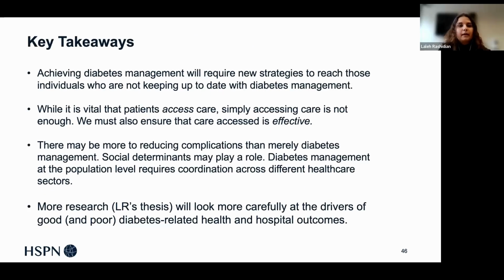So overall, in order to achieve diabetes management in our population, we will require new strategies to reach those individuals who are not up to date with their diabetes management. It's vital that patients access care, but we must make sure that the care that they are accessing is effective. And also, there's likely more to reducing diabetes complications than just diabetes management. Social determinants of health likely play a role in this, and diabetes management at the population level will require coordination across our different healthcare sectors.